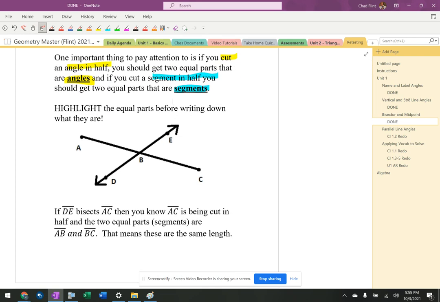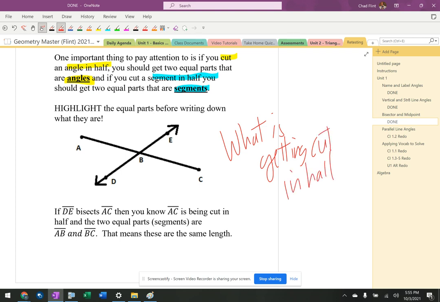So here it says if DE bisects AC, then you know AC is being cut in half. It's going to be important to make sure that we pay attention to what's getting cut in half. So what is getting cut in half? In this case, it's AC. So I want the two equal parts of AC. So when I go to this picture, one part is going to be AB, the other part is going to be BC. Those two parts right there have to be the same length.